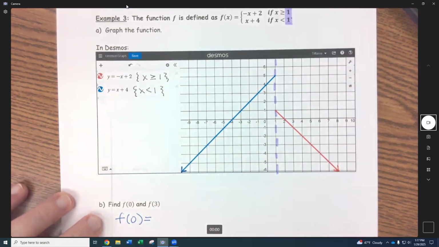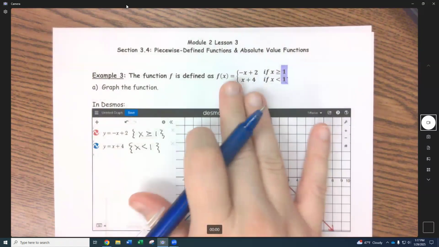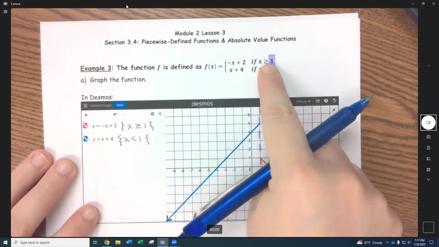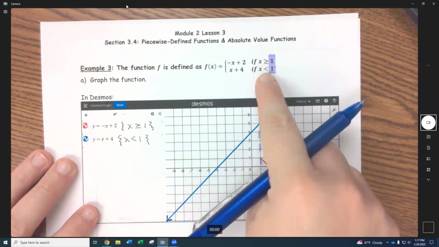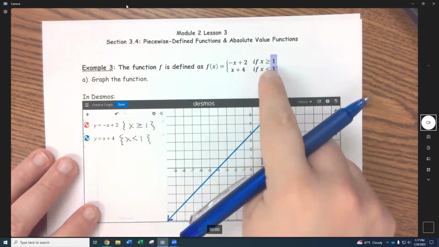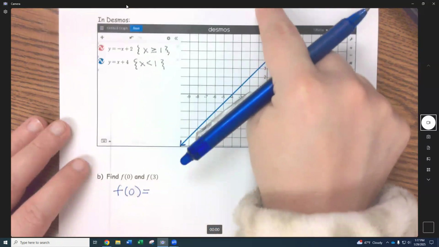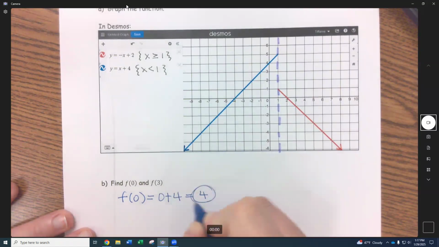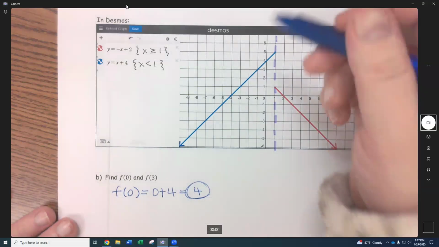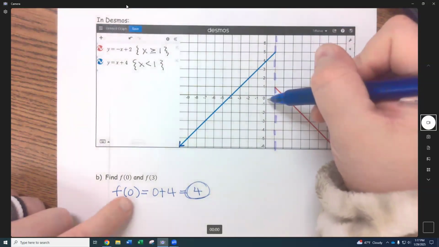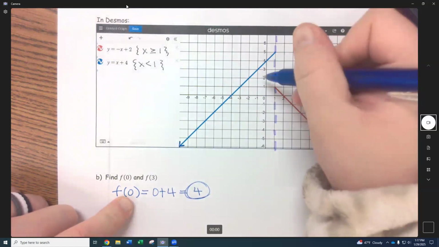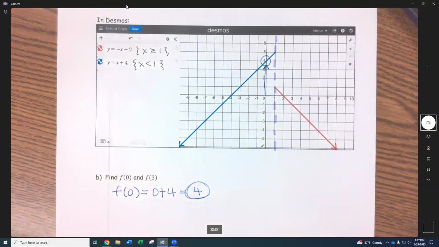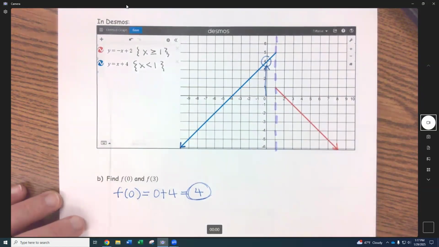Okay, so find f of 0. You can use the graph, or you can just simply substitute this in. If my x equals 0, is my x greater than or equal to 1 or less than 1? It is less than 1. So I'm using this x plus 4. So we have 0 plus 4, which will give me 4. If we go to where x is 0 and go up to meet your graph, that is what your y value equals. So we can see that from our graph.